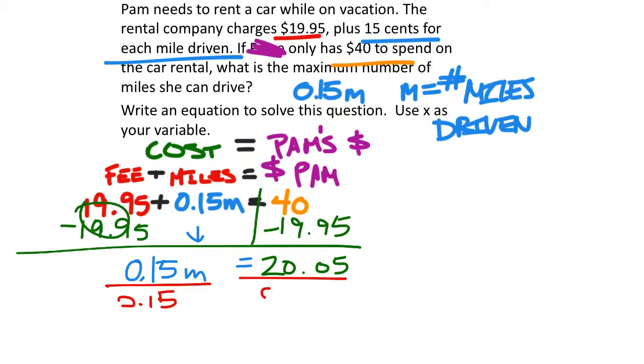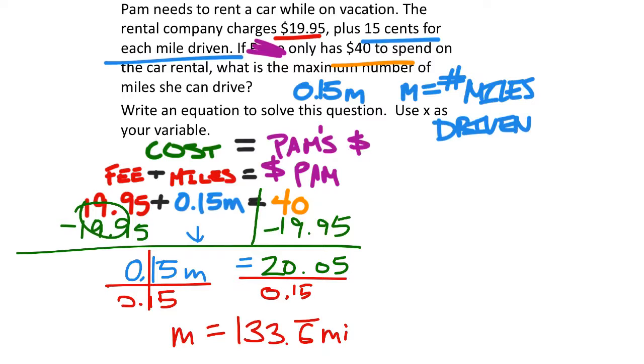But if I do it on one side, I've got to do the other side. So just how many 15 cents are in $20.05? That's M. Now I do need the calculator. $20.05 divided by 15 cents equals, and this comes up with a decimal, and it's okay that it is, 133.6 repeating, and the label for this would be miles.